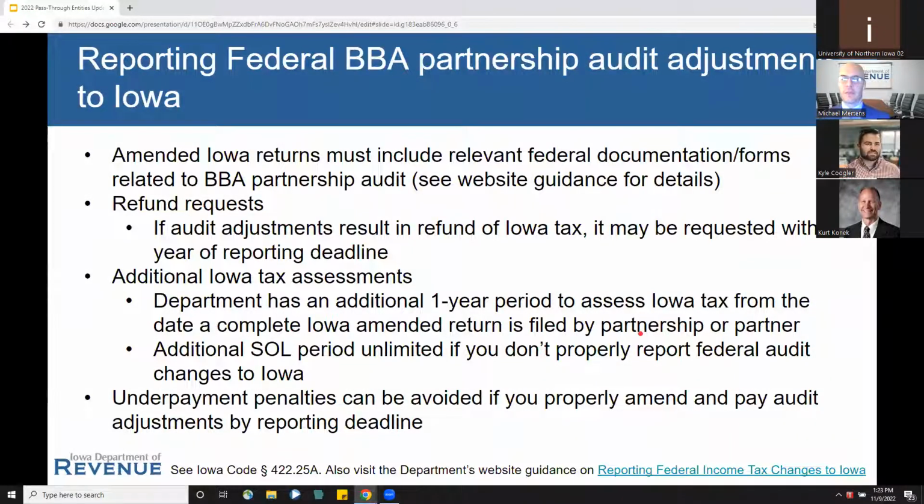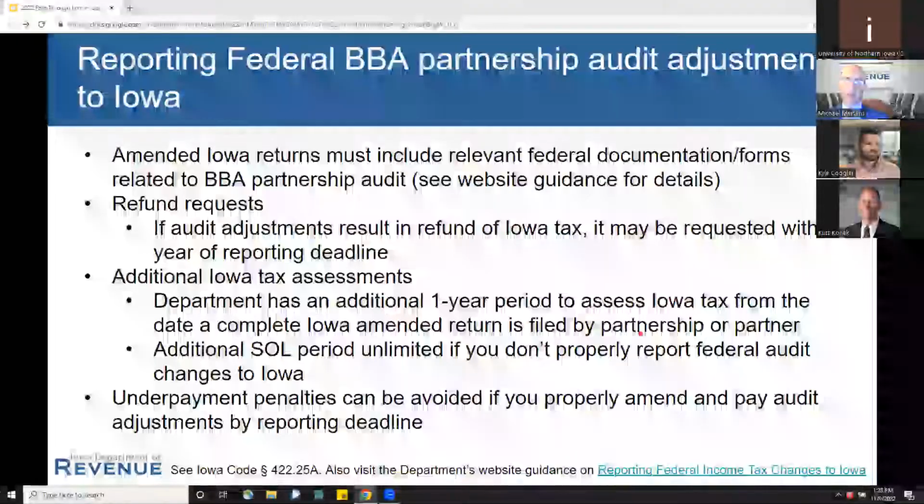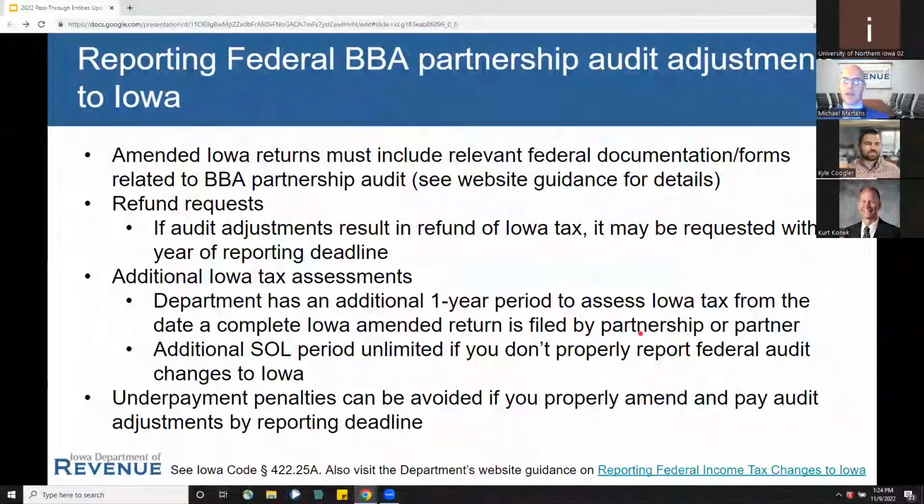Again, if the taxpayer does not report the changes and does not file an amended return, that statute of limitations is unlimited. And there's also an underpayment penalty exclusion. The taxpayer can avoid underpayment penalties to the state of Iowa if they properly amend and pay their audit adjustment, pay the additional tax due by those reporting deadlines I just described.